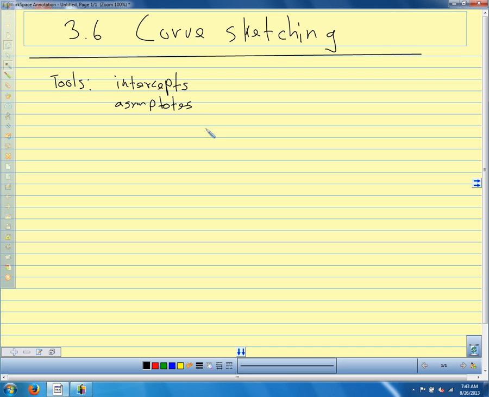So asymptotes are kind of related to end behavior. So I kind of put those two together. We can look at the asymptotes. We can think about the end behavior. What else? Relative mins and maxes. Okay.